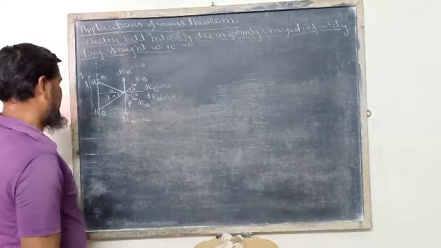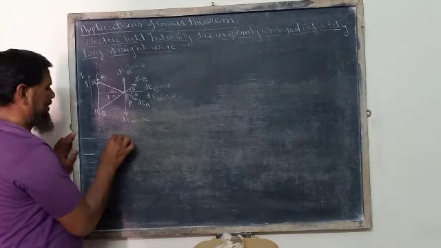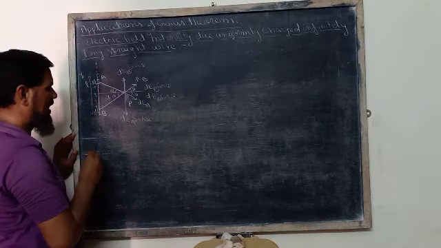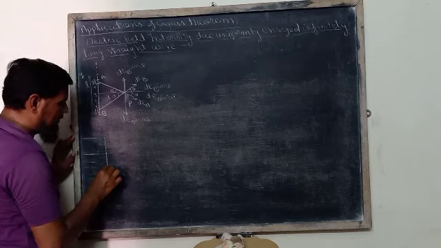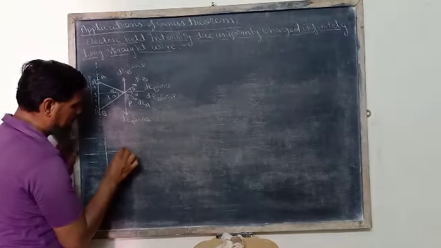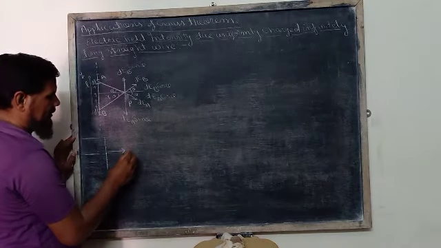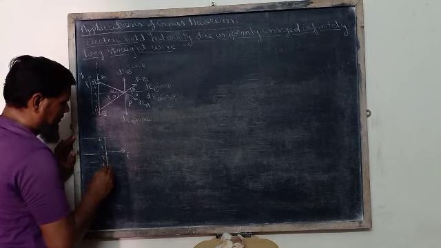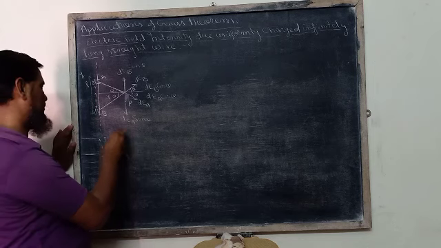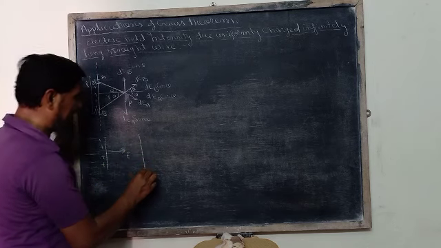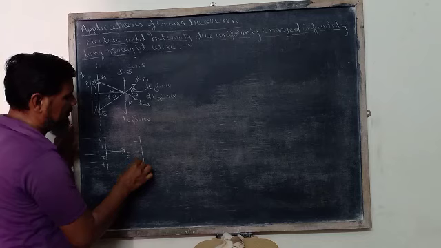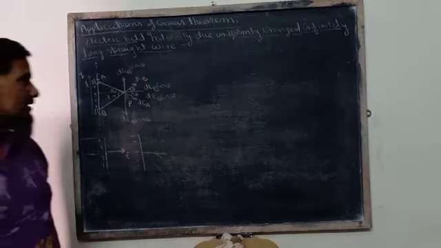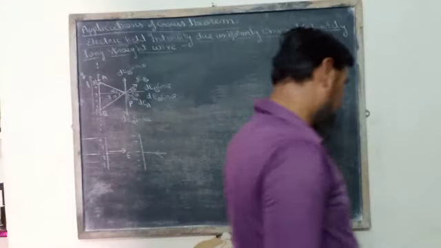So we conclude that due to a uniformly charged conducting wire, the electric field intensity for a positively charged wire will be along this direction, perpendicular to and away from the wire, and for a negative charge it is towards the wire. So this is the direction of the electric field intensity.